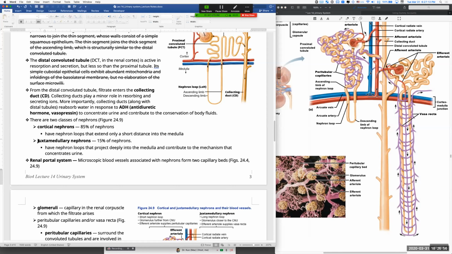And this minority of nephrons is particularly important in concentrating urine, forming a really concentrated urine. When you form a concentrated urine, you're helping your body retain water. A urine is concentrated because most of the water is being pulled out.